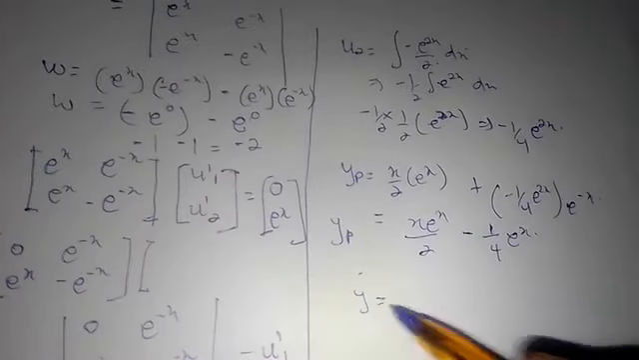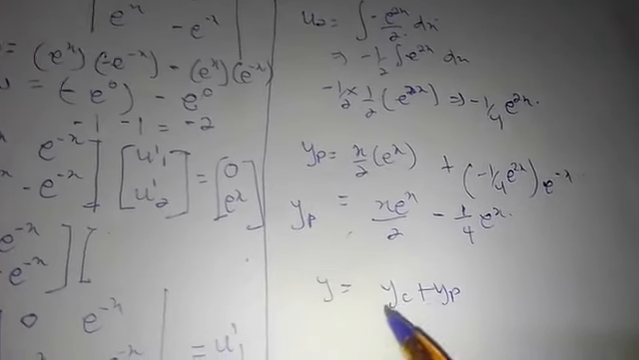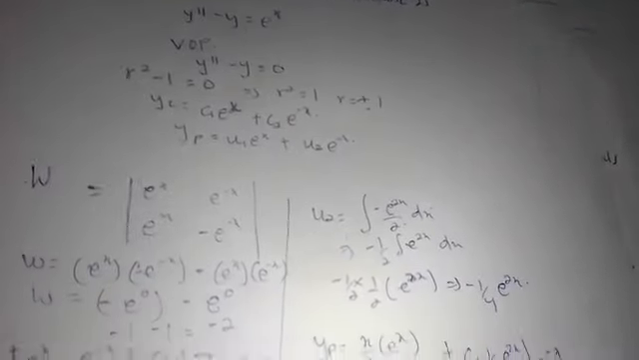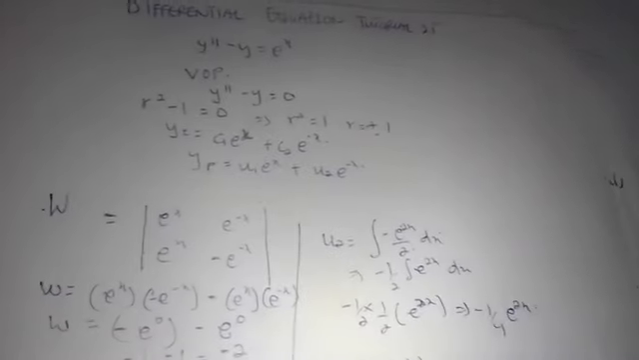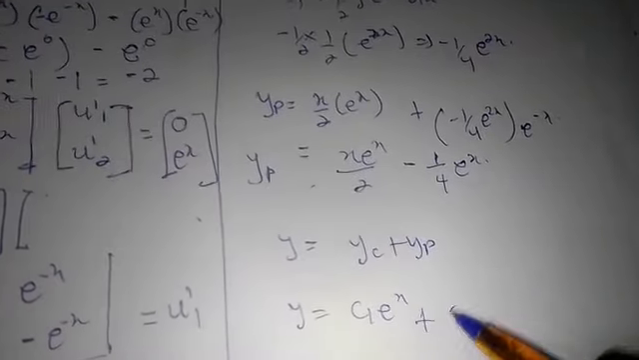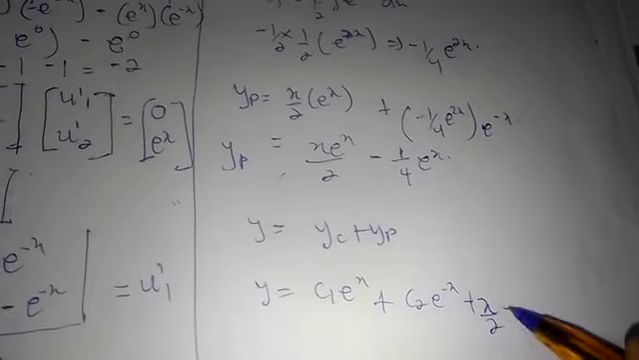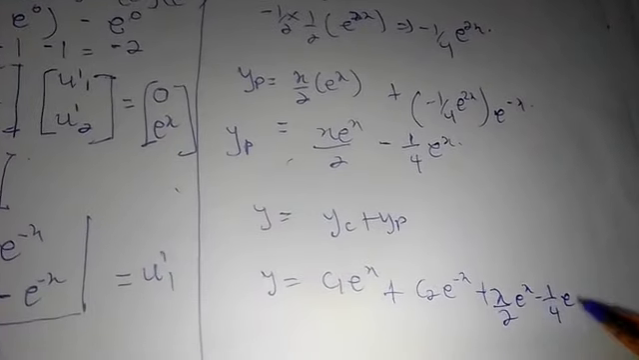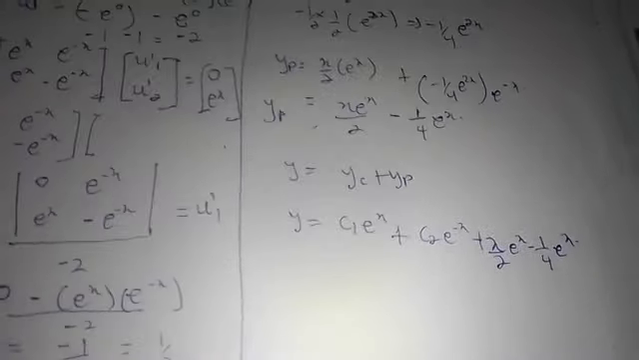Once you get yp, you know that you are almost done with your solution. The general solution is always equal to yc plus yp. From my yc, which was c1 e to the power x plus c2 e to the power negative x, plus my expression x over 2 e to the power x minus 1 over 4 e to the power x. So this is the general solution from the method of variation of parameters.